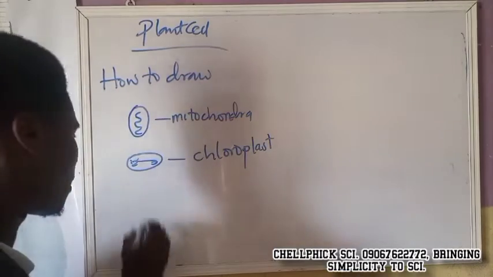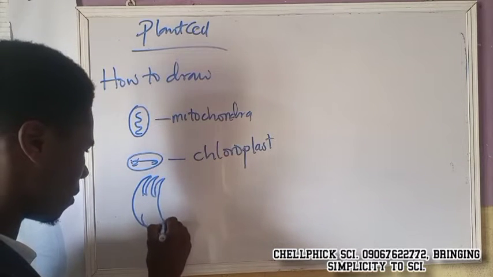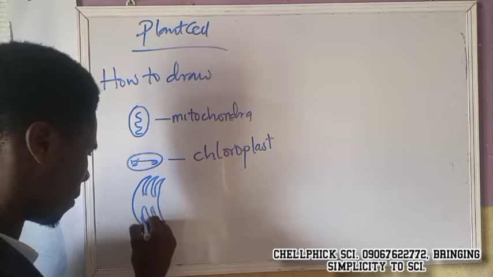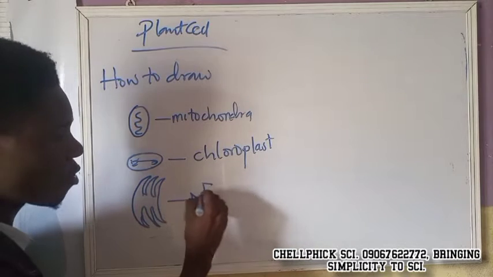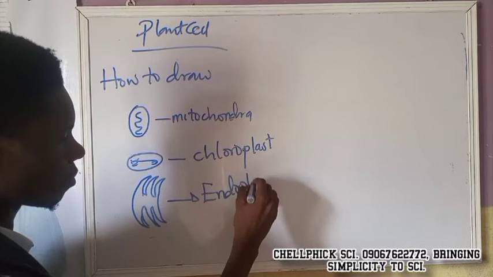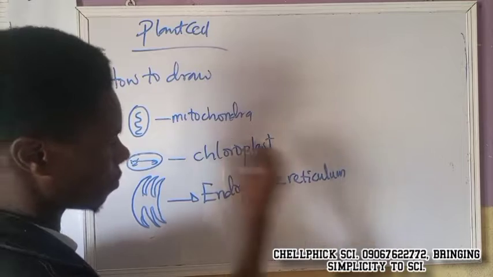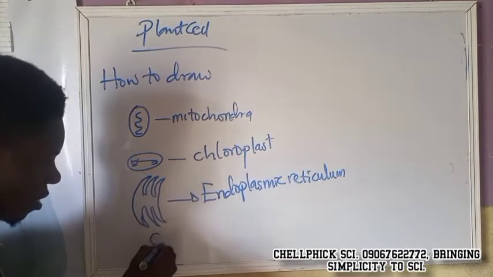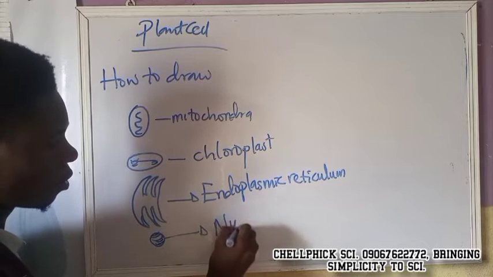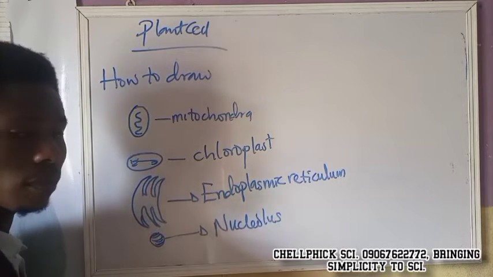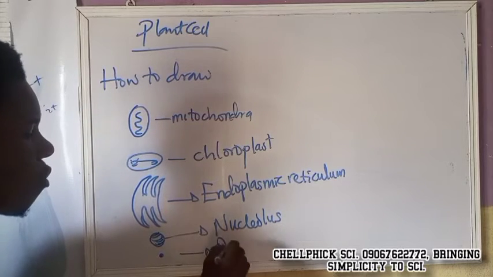I'm giving you hints. When you see something like this, it means endoplasmic reticulum. When you see something like this, it means nucleolus. When you see something like this, it means ribosome.